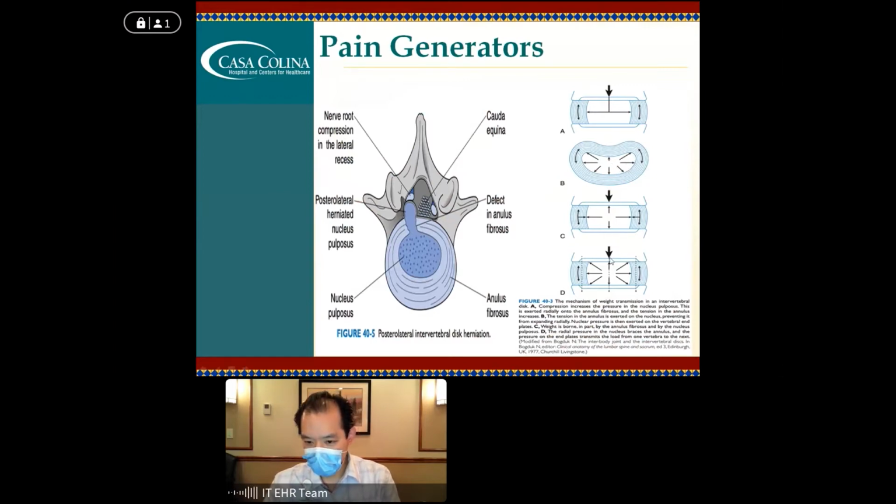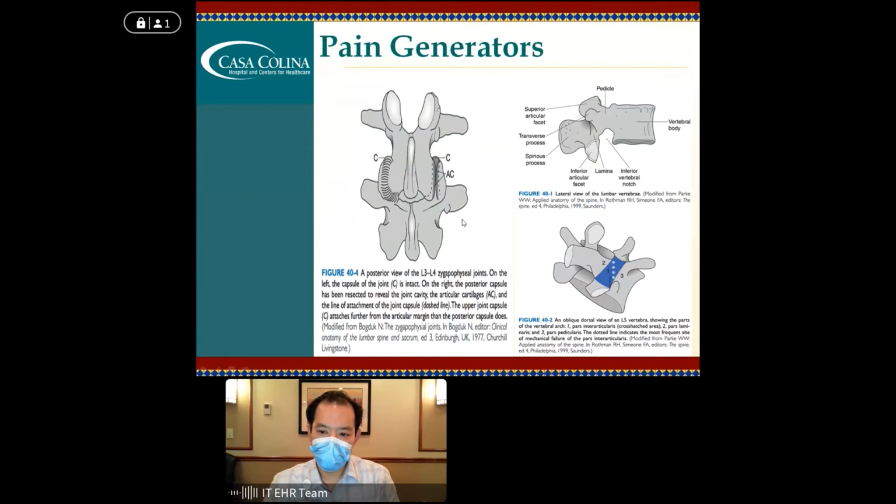Now lower down, this shows that there's maybe a little more force, and with force over a long period, this may lead to a herniation of material out of the disc into the spinal canal.